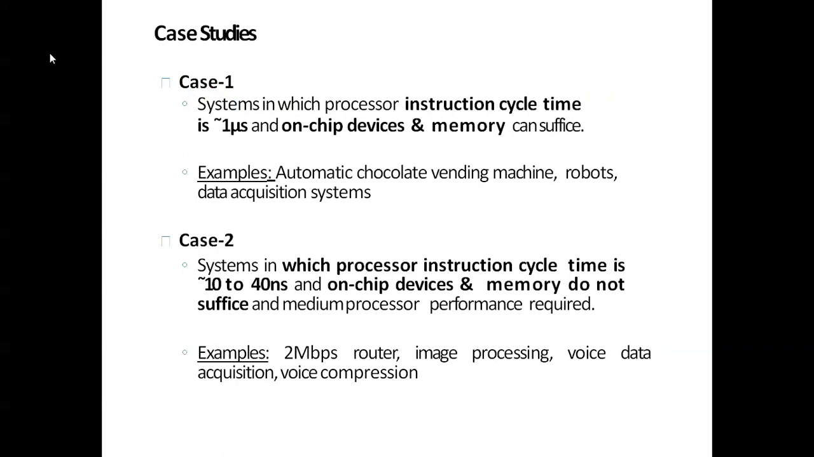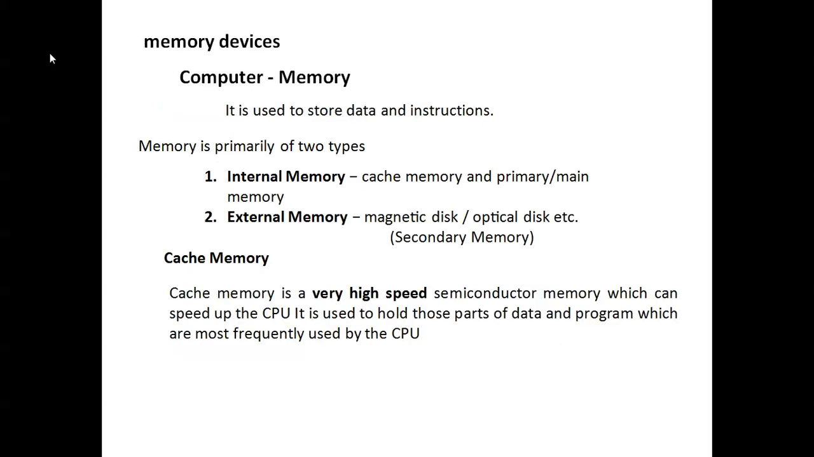Case studies. The instruction cycle time is 1 microsecond on chip devices and memory. Examples: automatic chocolate vending machine, robot, data acquisition system. For that processor selection, how will they select? The instruction cycle time is 1 microsecond, so which processor do they have to select? Similarly, case study 2, 3, 4.